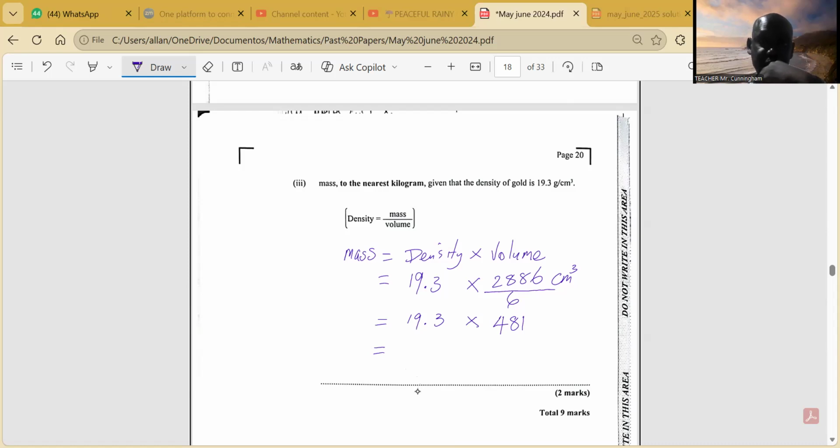Oh my, we have a problem. This was a tricky question. Oh, look what's happening here. They want the answer to the nearest one. Oh, no, no, we don't need to. This answer here would be in grams.